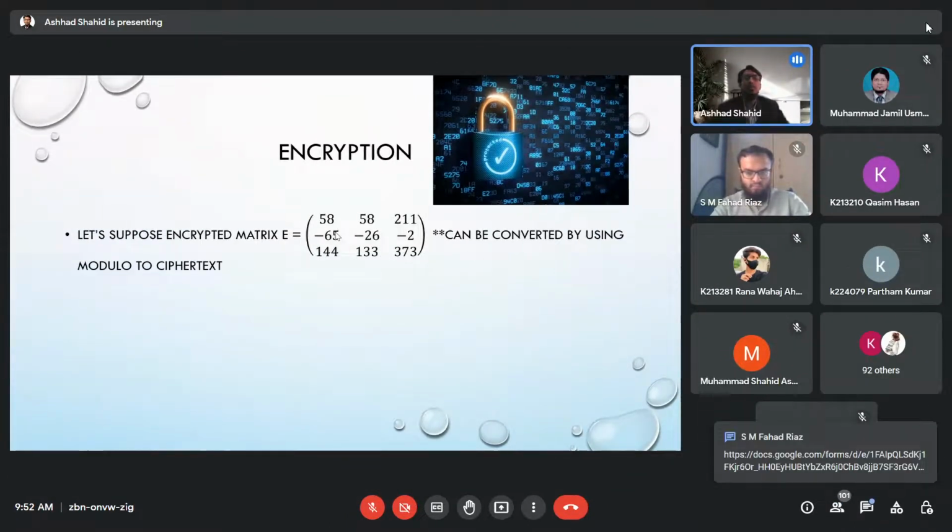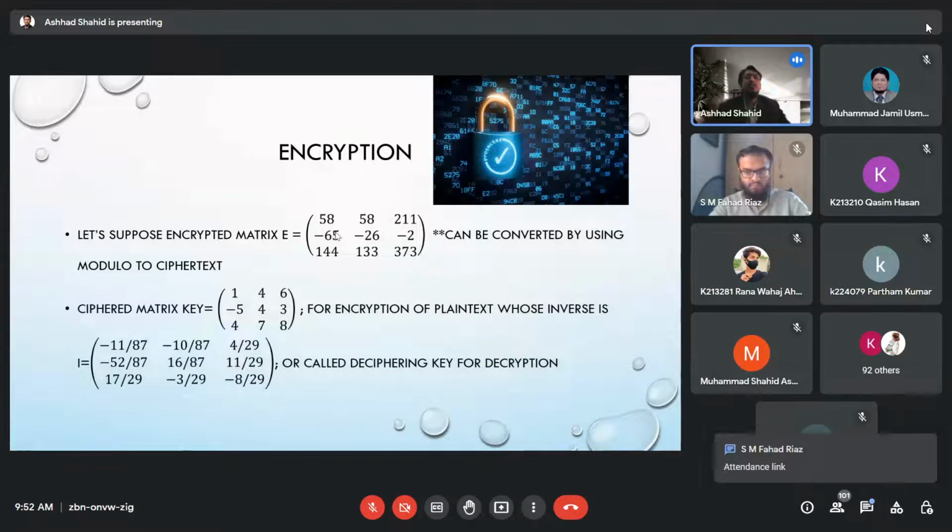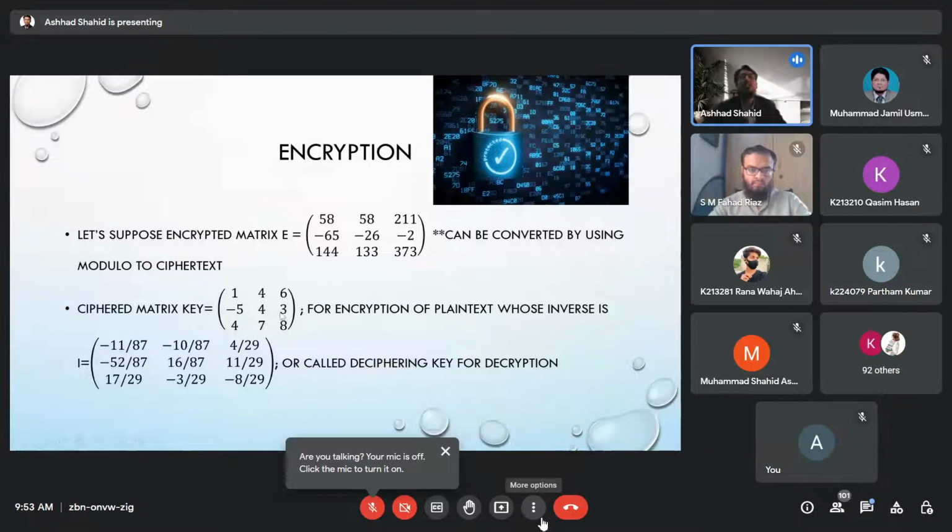You can use Matlab or any other software for this. Let's say the cipher matrix key that I have used was 1 4 6, minus 5 4 3, 4 7 8. With this matrix key, I'm converting the original text into this encrypted matrix. To decipher this matrix, I just have to multiply the inverse of this cipher matrix key with the encrypted matrix.